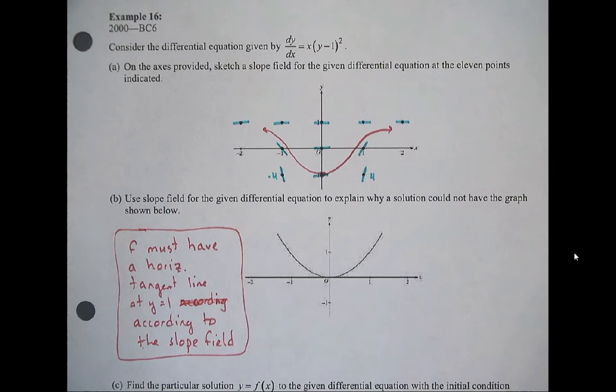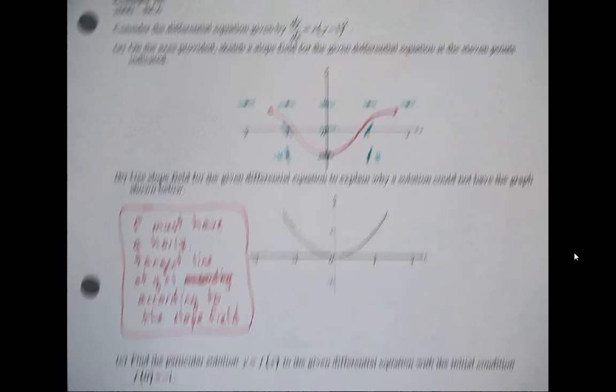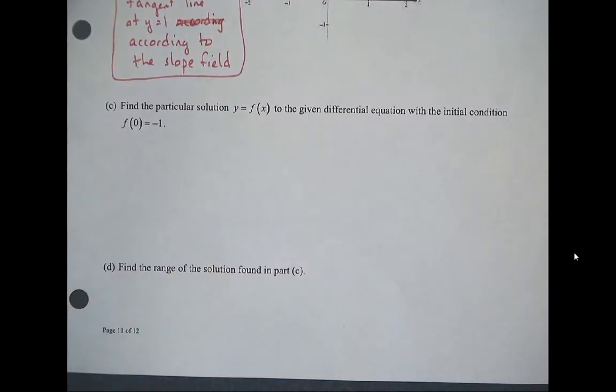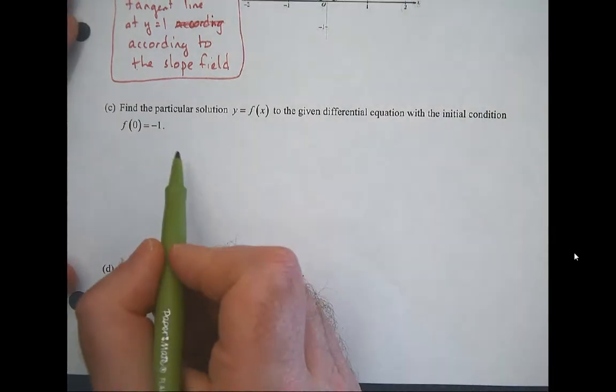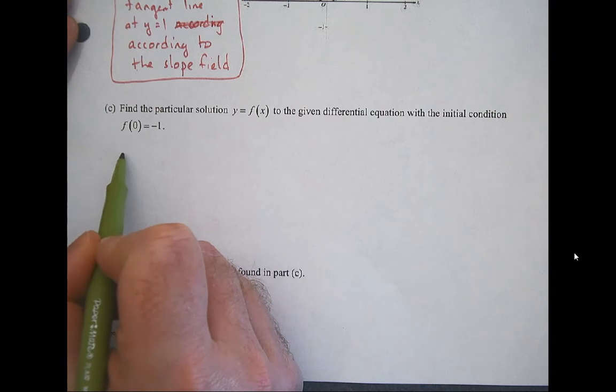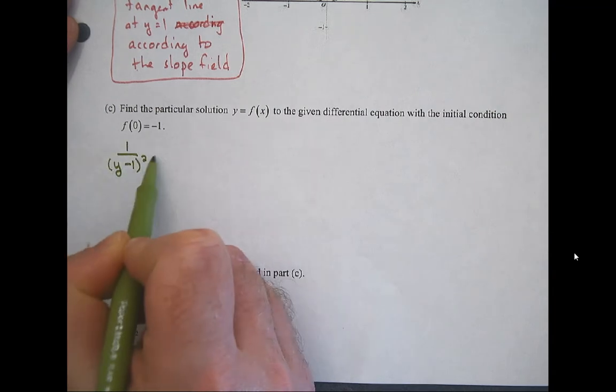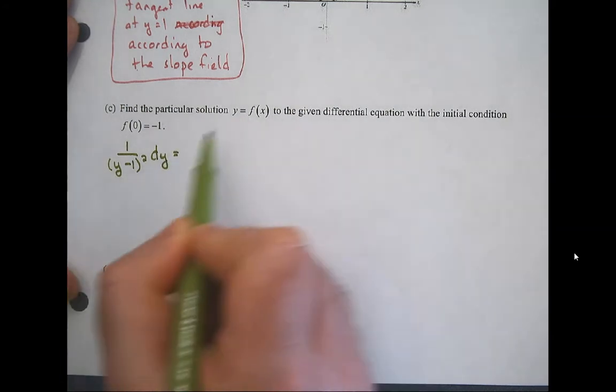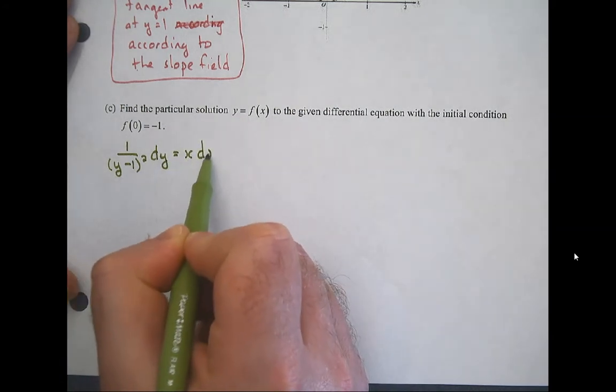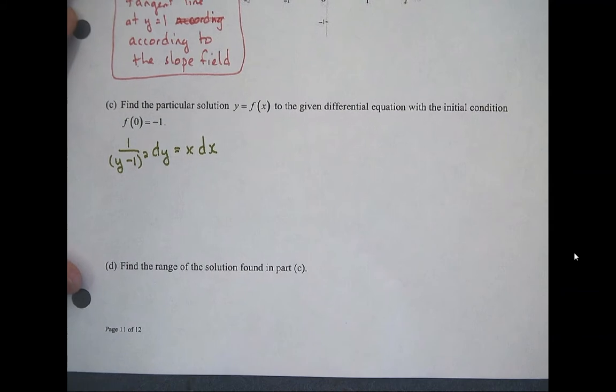Find the particular solution y equals f of x to the given initial condition. Can we separate and solve? Yes, we can. All right, you try it on your own. Pause it. See how you did. Okay, let's see. So I first bumped over the y, which means I had to divide by it. I bumped over the dx, which means I had to multiply by it. So life's pretty good there.